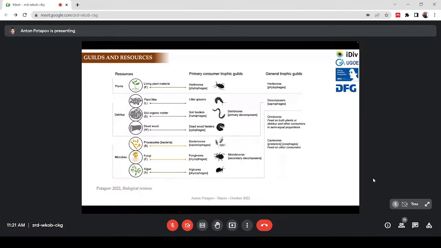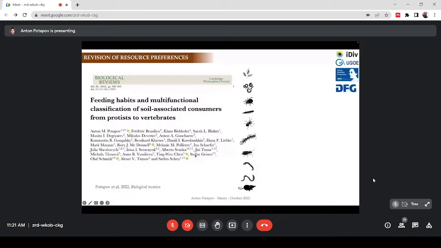And actually, this information is poorly systematized, so which exactly animals feed on which. And that's why we recently published this big review on the feeding habits of different soil-associated consumers. And on the right side, you see these different examples. And what we did, we actually compiled all the information from literature, classical literature, and also more modern literature that uses different molecular techniques to understand what is happening in soil.